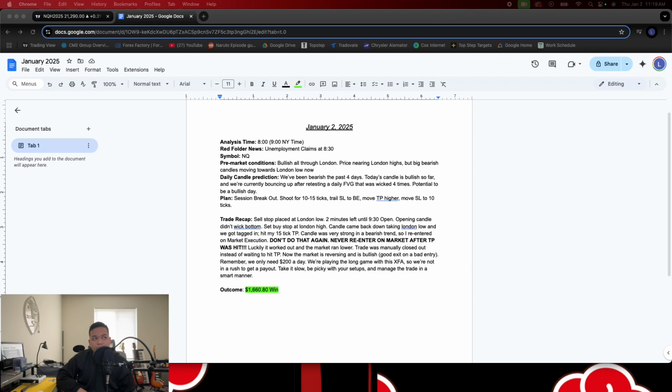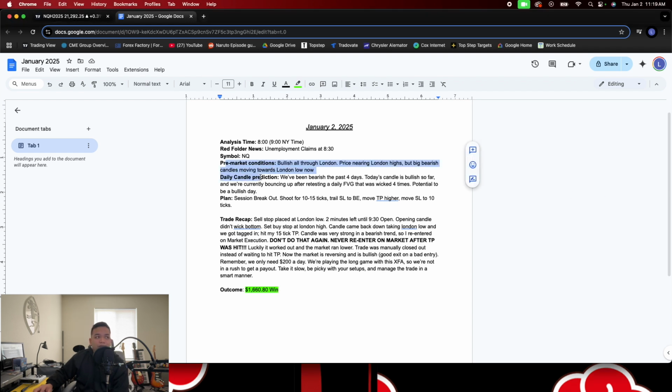And that's also the point of this journal too. So I can kind of see what I did and then compare pre-market conditions and the daily candle predictions with every other day, whether it was a win or a loss, and kind of decipher what happened between the losing day and the winning day, and make sure I don't make that same mistake again, stuff like that.